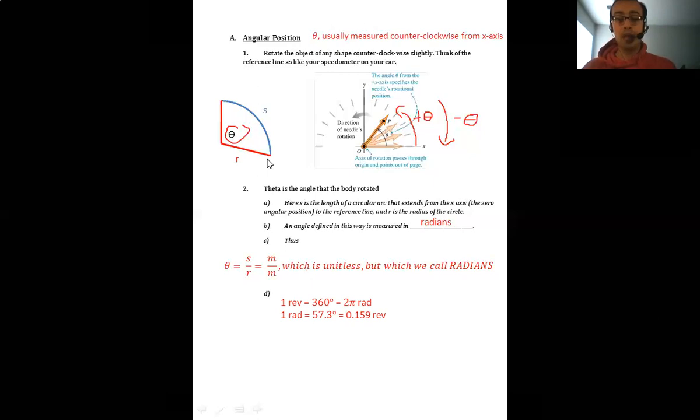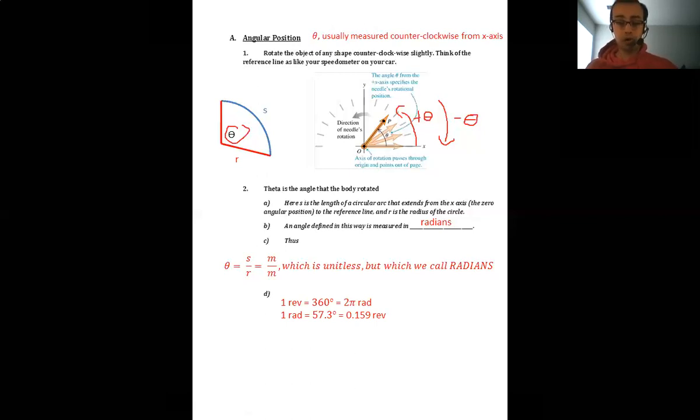Well, why is that? If s is an entire circumference of a circle, the ratio between that circumference and the radius is 2 pi r over r. So pi is the ratio of the circumference of the circle to the diameter of the circle, and there are 2 radii in one diameter, so it's 2 pi radians is equal to 1 full revolution, and 1 radian is equal to 57.3 degrees, or 0.159 revolutions.